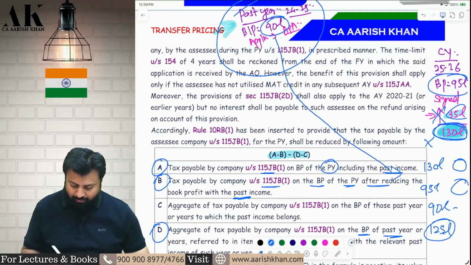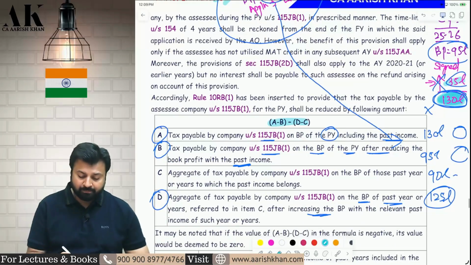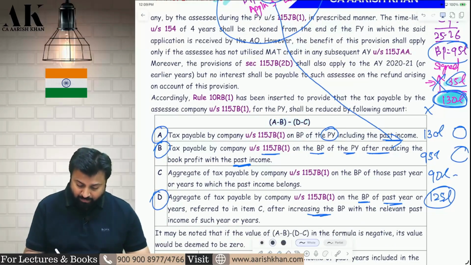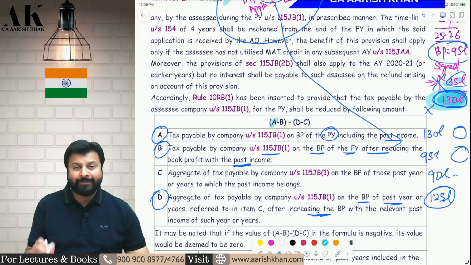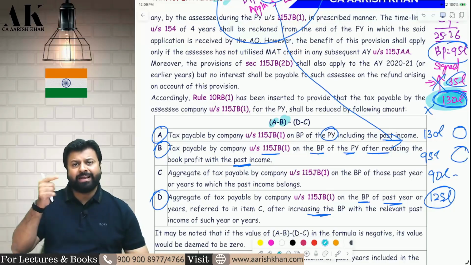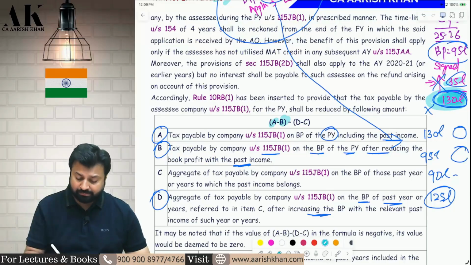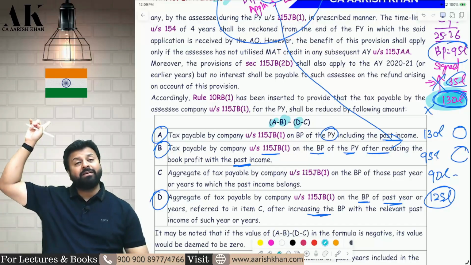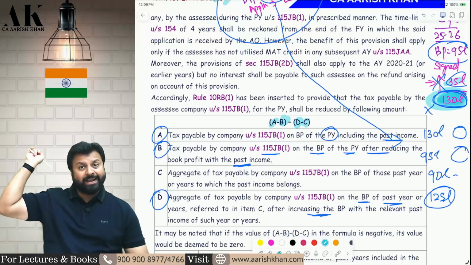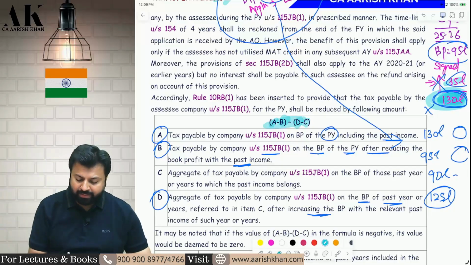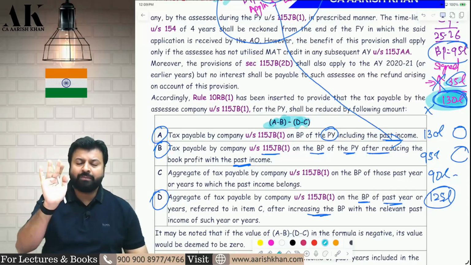So it is very simple. How much relief is the government giving you? Let me tell you once again. In A, you will compute tax of current year including past income. In B, you will only take tax of current year excluding past income. In D, you will take tax of earlier year including past income. In C, you will take tax of earlier year excluding past income, and then whatever is the difference coming, that will be given as a relief to you.